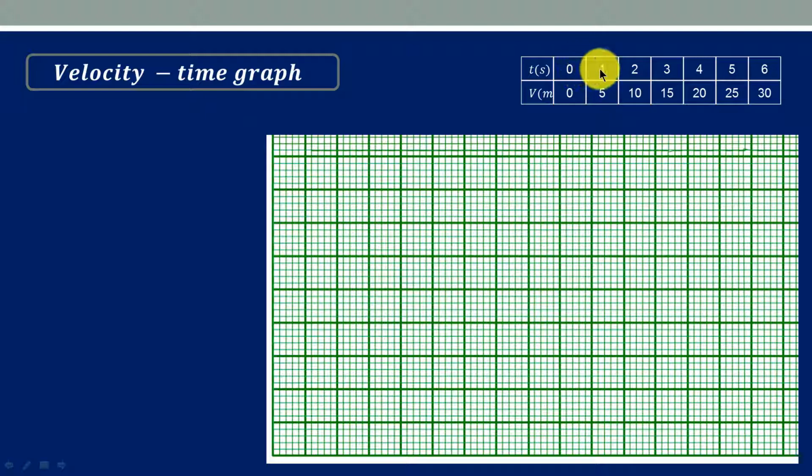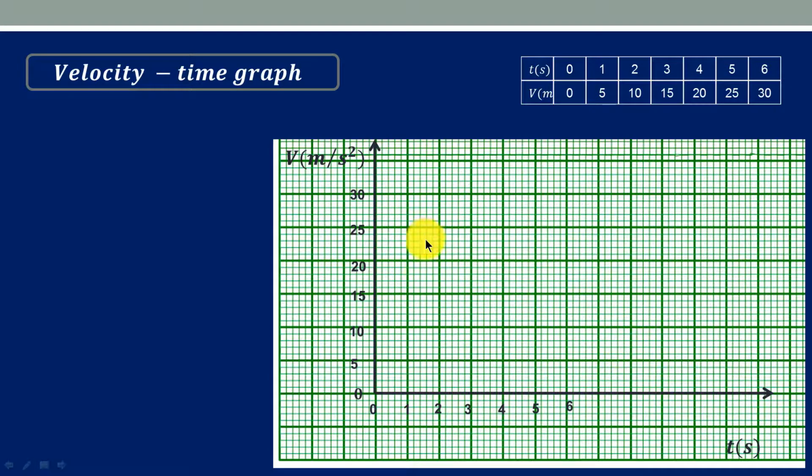For example, after every second, the velocity increases by 5. We may have another situation whereby after every second, the velocity increases by, say, 2 or even 3. So really you can see that the velocity in meters per second is dependent on time. So let's draw those axes, with the y-axis being for velocity and the x-axis time. And here we've got our axes. So the first thing we do is to try and see whether our values in the table will fit.